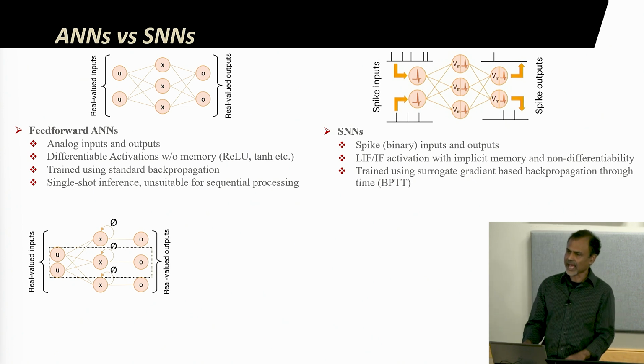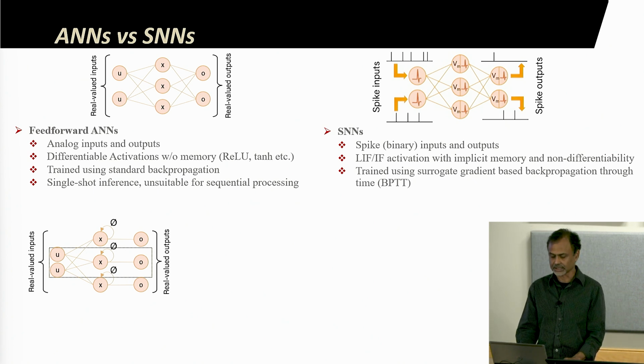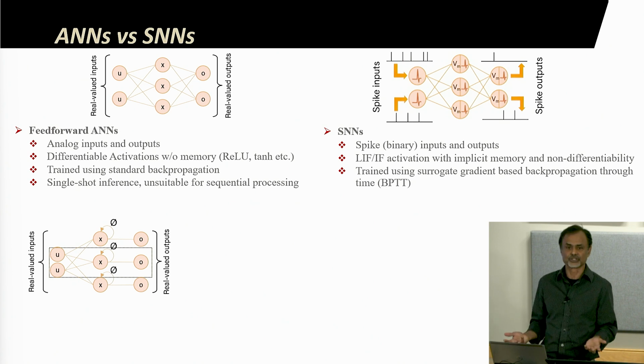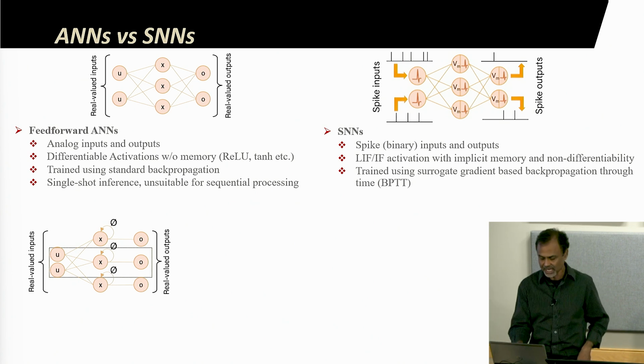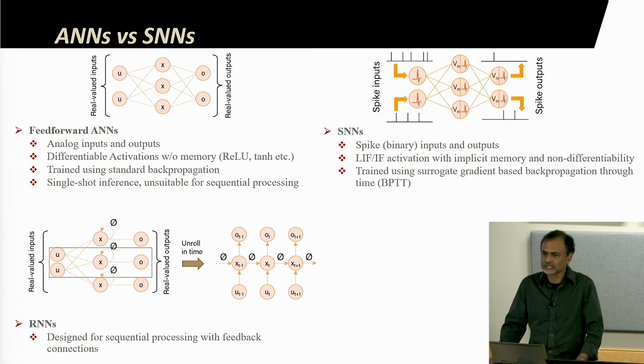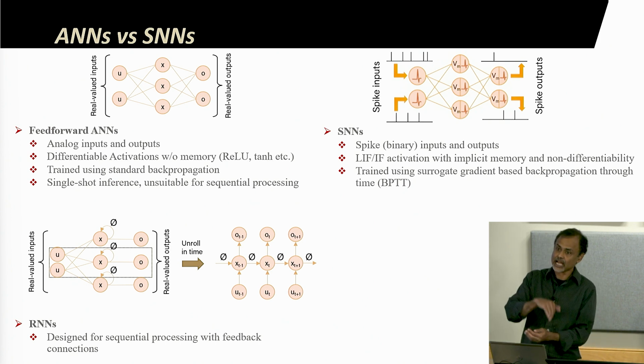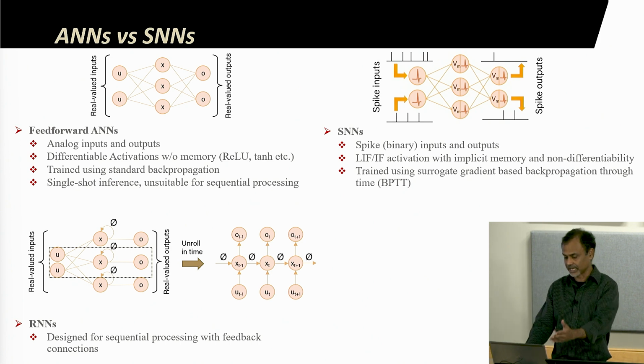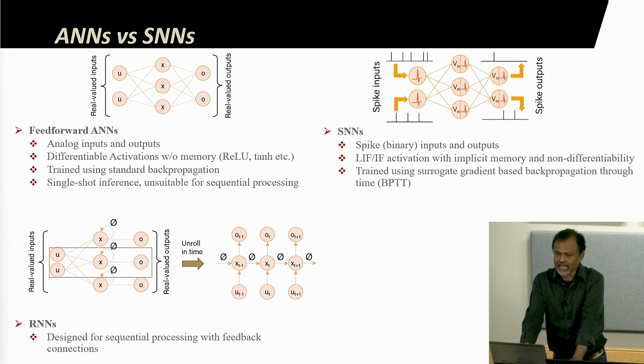But I can certainly have time series data or sequential processing done in ANNs by providing a feedback in that network architecture. And such feedback now effectively produces a memory in the system. And now RNNs, or recurrent neural networks, are such networks where I can actually provide feedback to that ANN that I showed earlier. And now I can do sequential processing effectively.